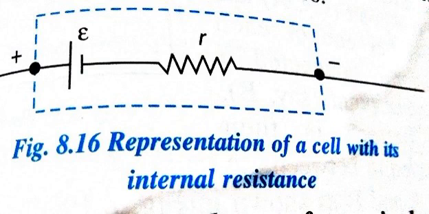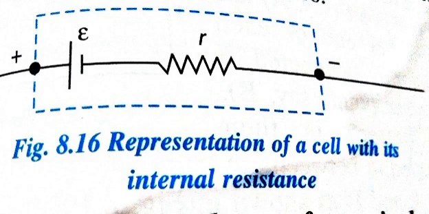Now see the figure. One cell is shown in the blue dotted lines, with positive and negative terminals, and you can see they have denoted R. This is how in a figure we represent a cell with internal resistance.